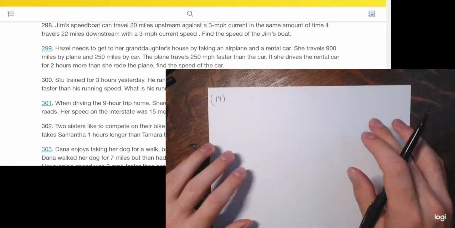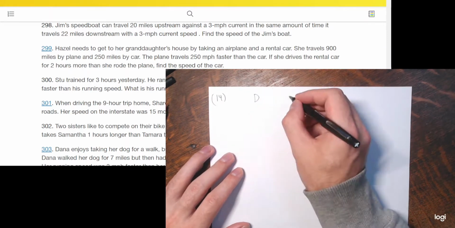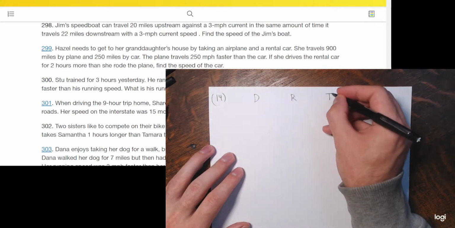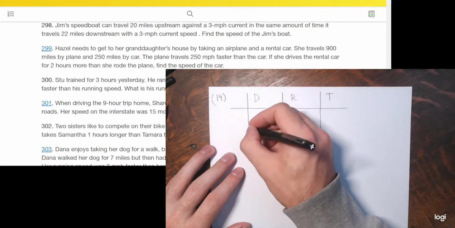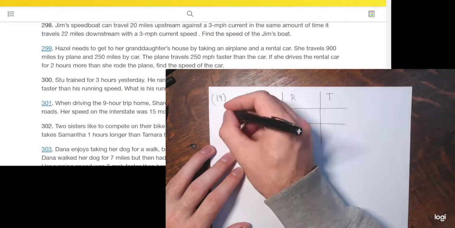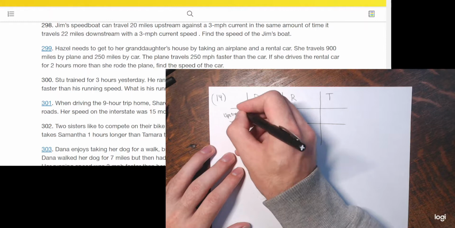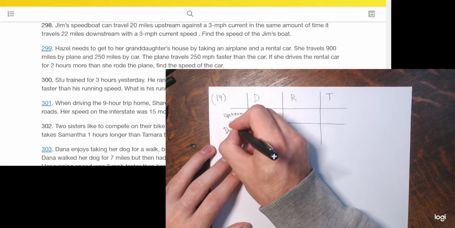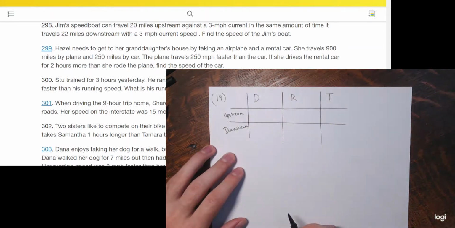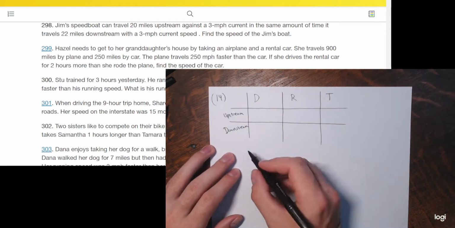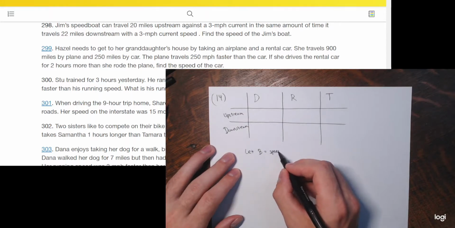So, example 14. Yet again, that same chart. Making the same chart every time. So this time we're with upstream and downstream. Against the current, with the current. And I'm going to let B be the speed of Jim's boat. B for boat.